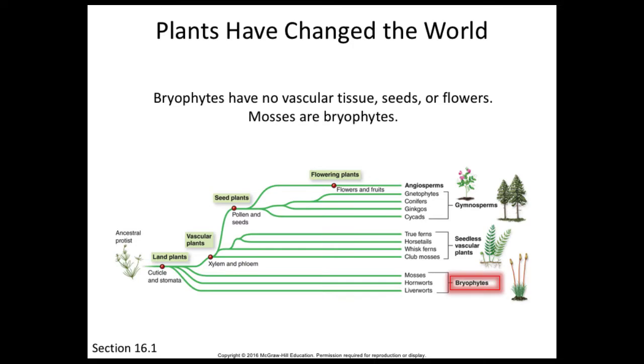Bryophytes are defined as having no vascular tissue, seeds, or flowers. Recall, vascular tissue is those discrete tubes that move food and water through plants. So instead of having a nice type of tissue to move food and water, they just have to very primitively diffuse water and sugars dissolved in water from cell to cell. An example of a bryophyte is a moss.